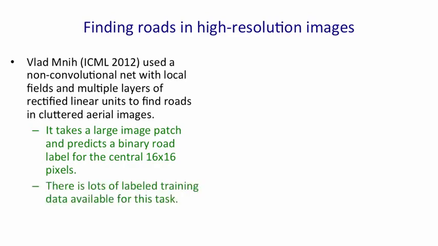The nice thing about this task is that there's a lot of labelled training data available. That's because maps tell you where the centre lines of roads are, and roads are roughly fixed width. So from the vectors in the map that tell you where the centre line of the road is, you can estimate which pixels are probably road. Nevertheless, the task is very hard.